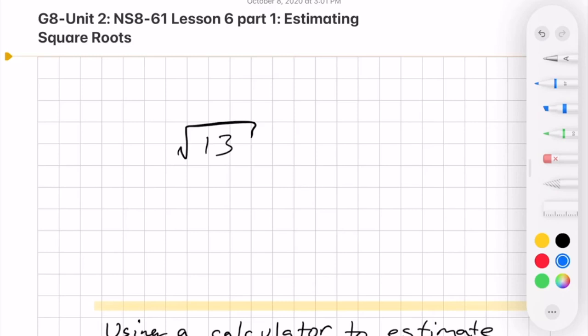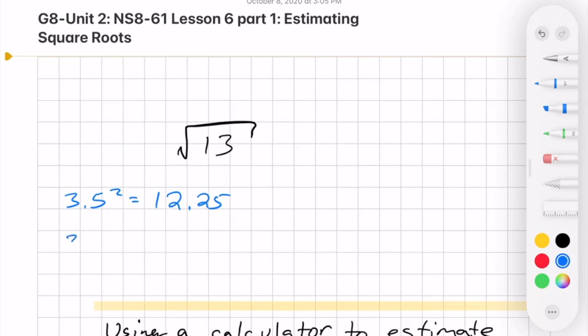All right, now we're really focusing in on estimating square roots. So if I'm looking at the square root of 13 and I want to round it to 1 decimal place, you already know that it is more than 3.5, right? But it should be pretty close to 3.5 because 3.5 squared was equal to 12.25, right? So we know it's going to be pretty close to 13.